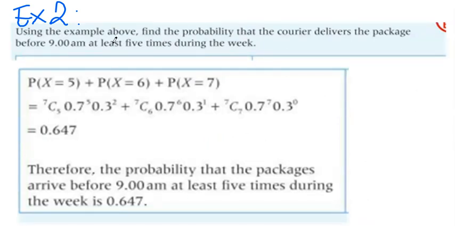Using the example above in the preceding one, find the probability that the courier delivers the package before 9 at least 5 times during the week. When I say at least 5 times, it means minimum 5 times. It means more than 5. It means 5, 6, and 7. It means P of x equal 5 plus P of x equal 6 plus P of x equal 7.